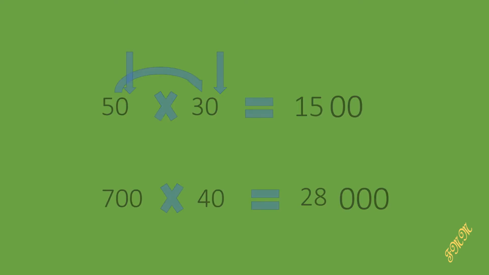So for the grid method, let's take complex numbers, for example 47 and 36. First, I need to partition the two numbers. If I partition 47, I get 40 and 7. Similarly, 36, if I partition it, I will get 30 and 6. So now you see I've got altogether 4 numbers here: 40, 7, 30 and 6.